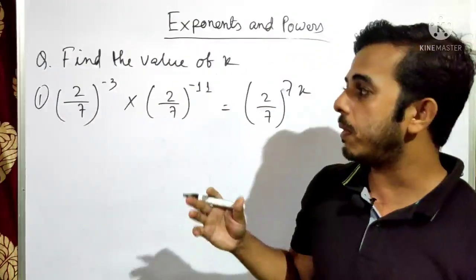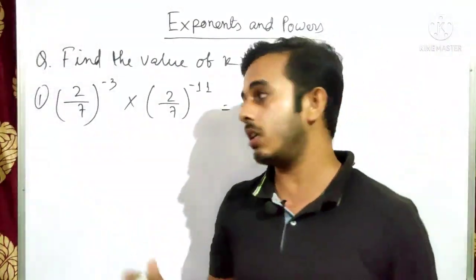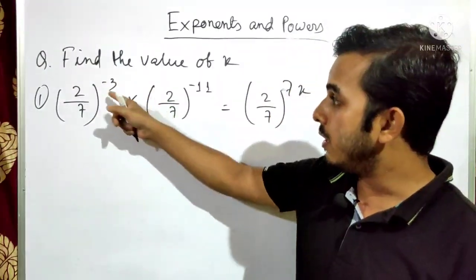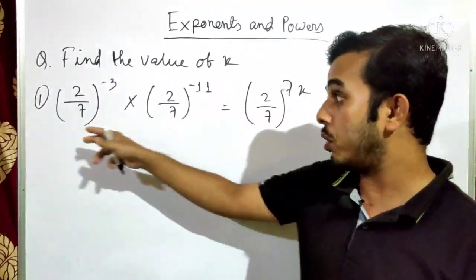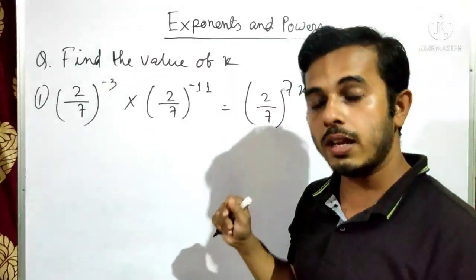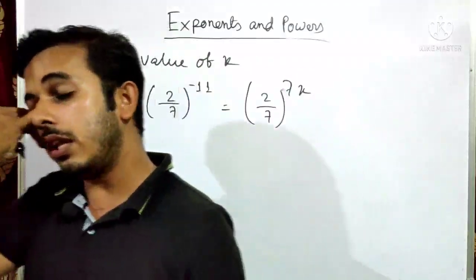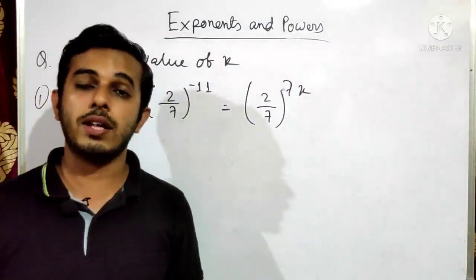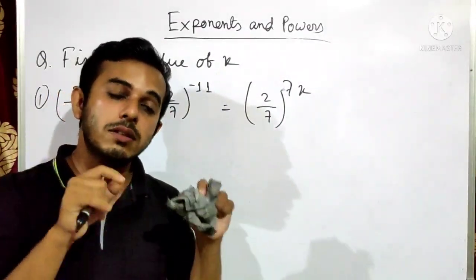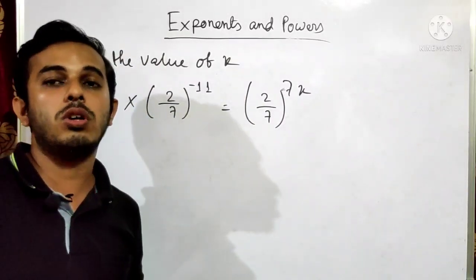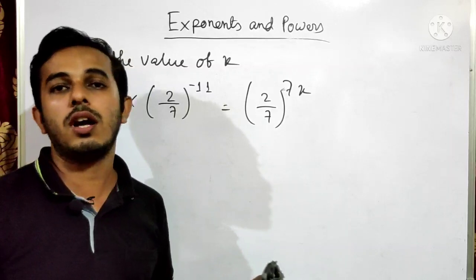Okay. How can we simplify? Again, we have to know the relation. If we consider 2 by 7 as a, and this one is m and this one is n, it will be a power m into a power n. That means a power m plus n, isn't it? So by using the relations of exponent we can solve anything. The main thing, I am telling you again and again, is to know the relation. Without the relation we can't do anything.